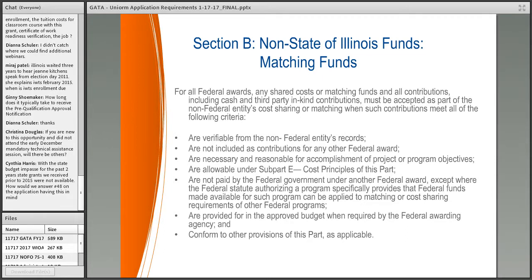Matching funds, again, I would just point out that any shared cost matching funds all have to meet those budget line item definitions. They have to be reasonable, allowable. You have to be able to document those costs. For matching funds, it's important to note that these can include contributions from other federal awards. They could be either a cash match or in-kind services. But again, has to be without other federal funds.